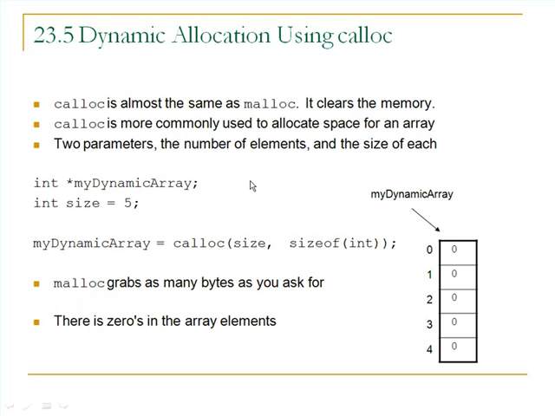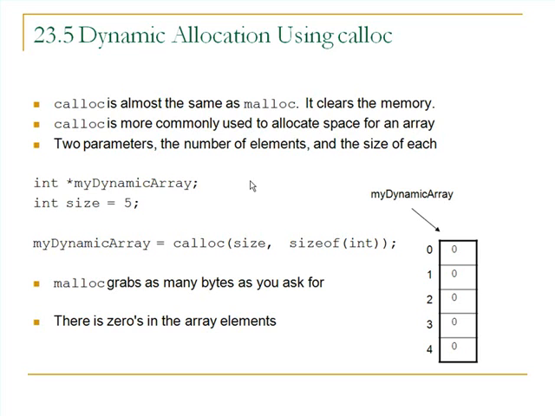Let's look at calloc now. It's almost the same as malloc, and maybe I should have used it in the first example. It clears the memory for you. So if you are allocating space for an array dynamically, you're going to probably use calloc and allow it to clear all the bits for you. You don't have to. You can use malloc if you want to.